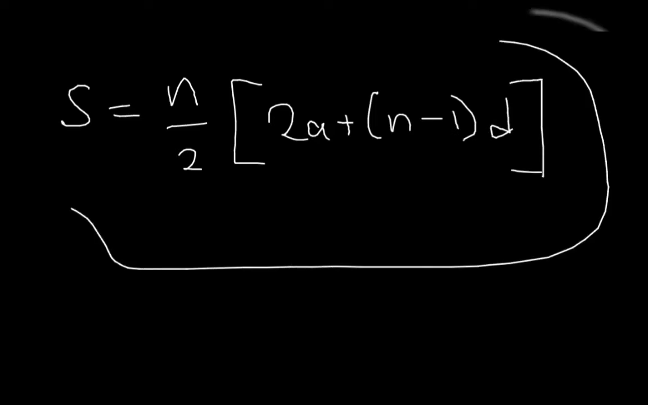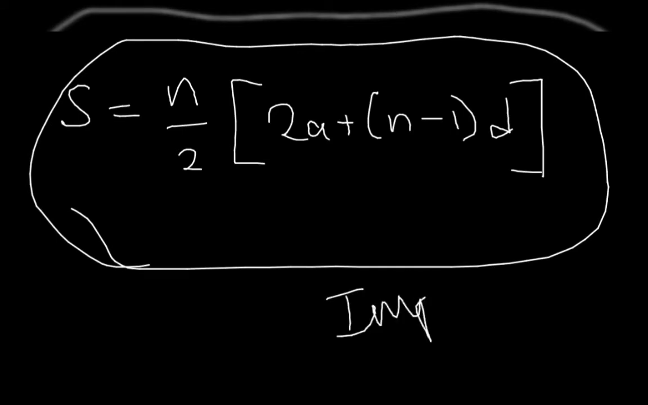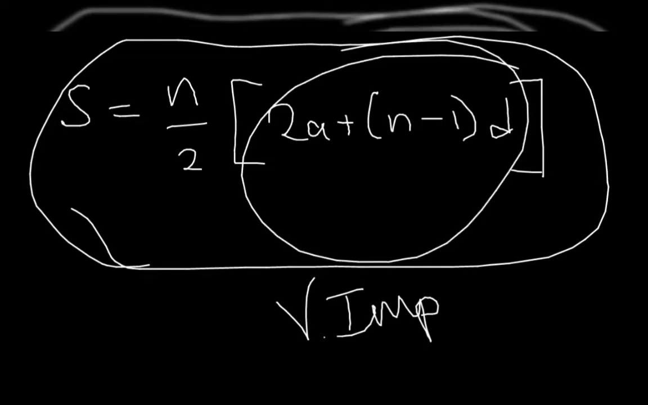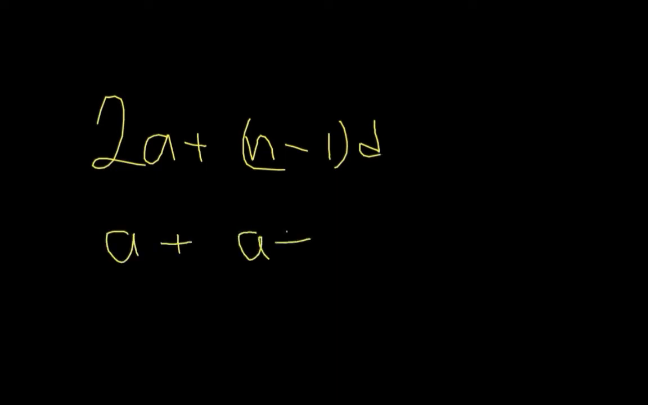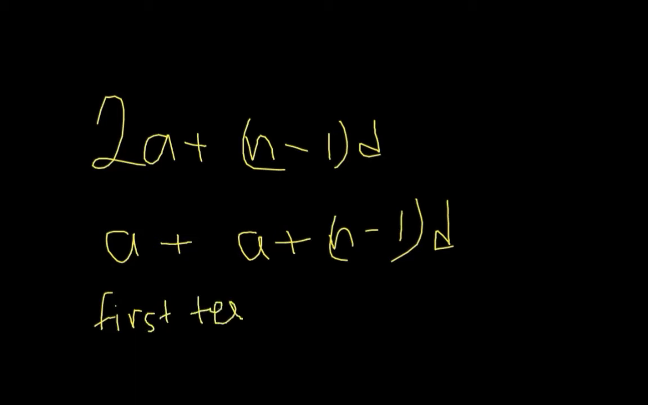Very important formula. This is the formula you have to remember for the rest of your life. Now if you notice this inside term, 2a plus (n minus 1)d, I can write this as a plus (a plus (n minus 1)d), and a is my first term, and this thing is my last term.